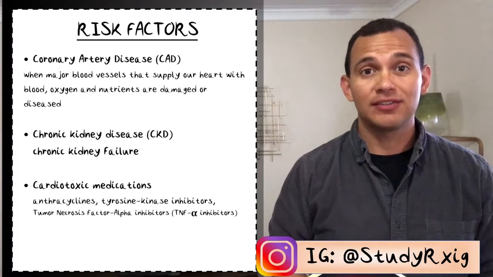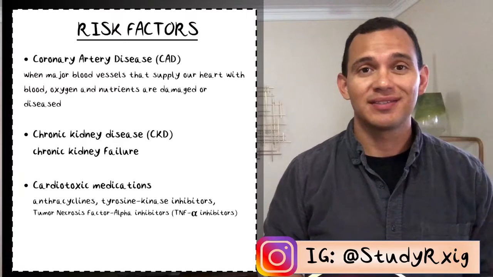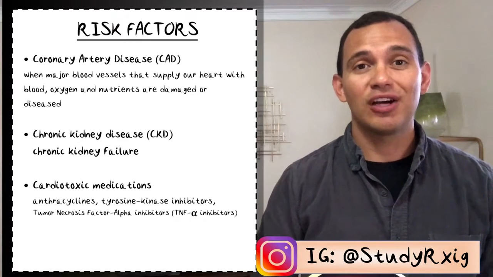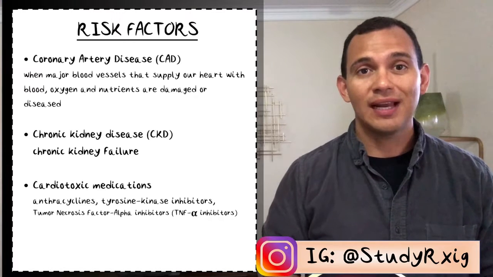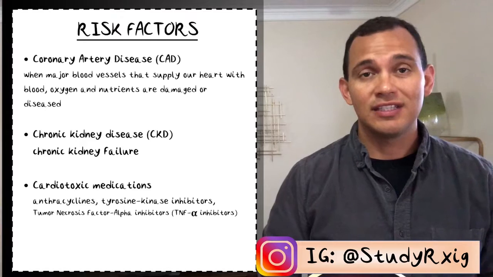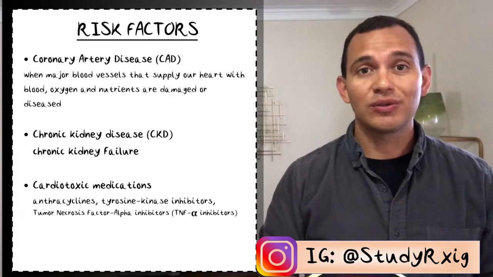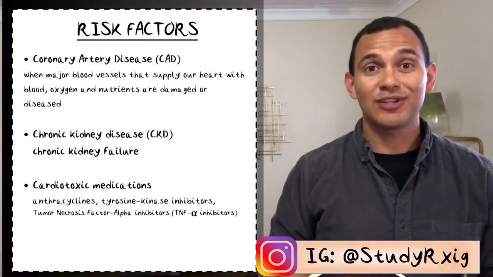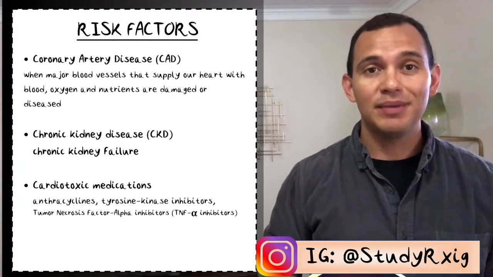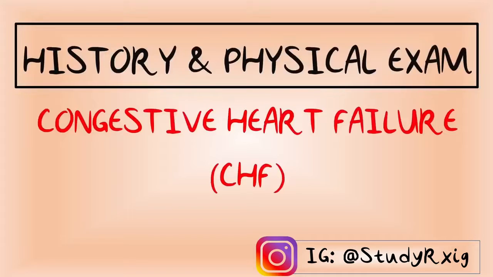My next risk factor is going to be cardiotoxic medications. Cardiotoxicity is the occurrence of a dysfunction or damage in the heart's biological cells and tissues. A few classes of examples of cardiotoxic medications are anthracyclines, tyrosine kinase inhibitors, and tumor necrosis factor alpha inhibitors. Cardiotoxic medications make the heart weaker. A weak heart will not be efficient in pumping or circulating blood throughout the body.